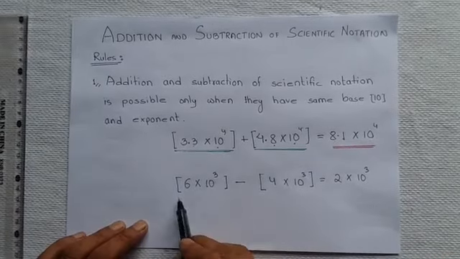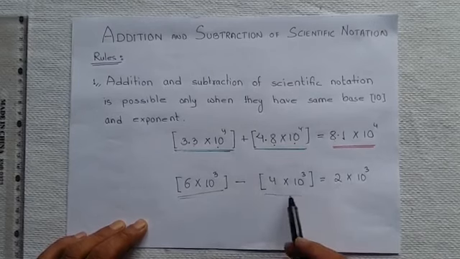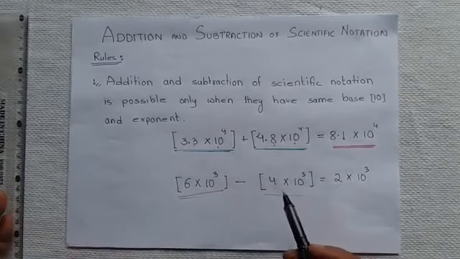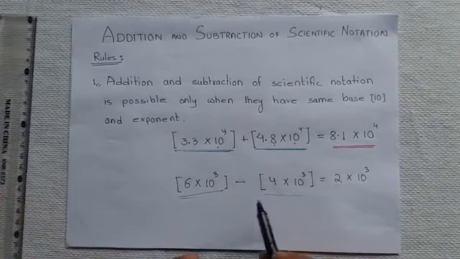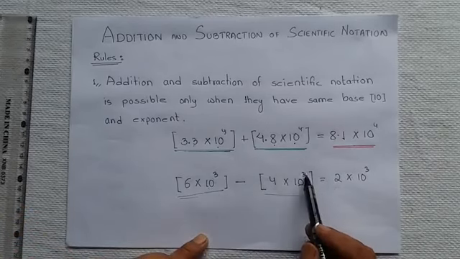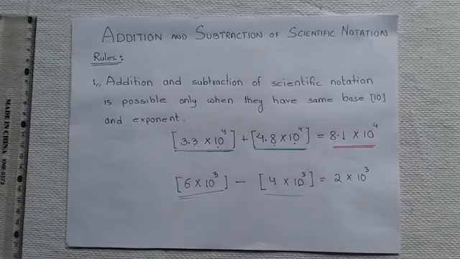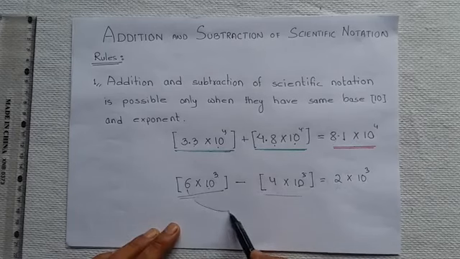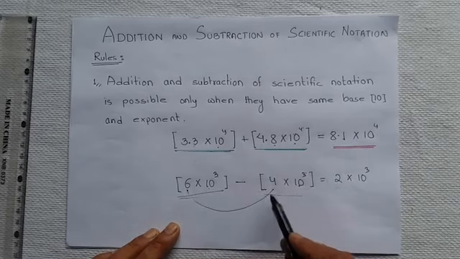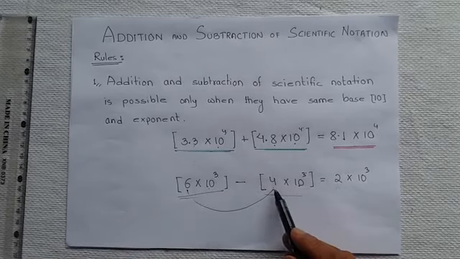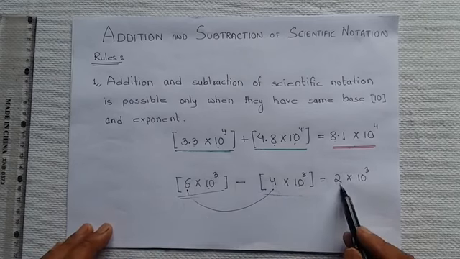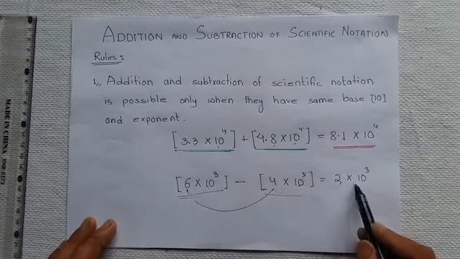And here again we have another expression of scientific notation. So this is to be subtracted. We see the bases are the same and the exponents are the same, so they can be subtracted. So we just subtract the coefficient part, and 4 is subtracted from 6 and we get 2, and then the rest we write as it is.